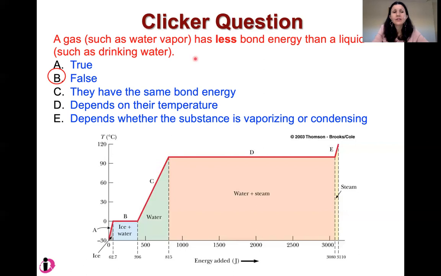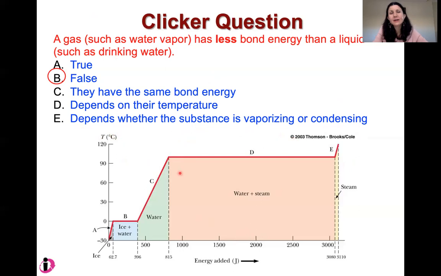So again, because to go from a liquid to a gas, you need to add energy, energy is required to break those bonds. Then that energy has to increase for the system. When we're going in the other direction, it decreases. So, the last option kind of doesn't make sense. How the bond energy changes does depend on whether a substance is vaporizing or condensing. But here the question was that the gas has less bond energy than water. So we're just comparing the two phases.